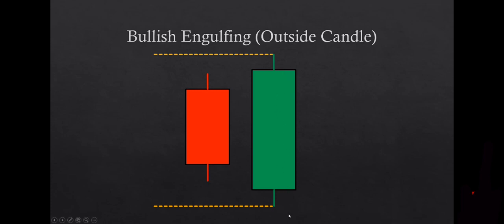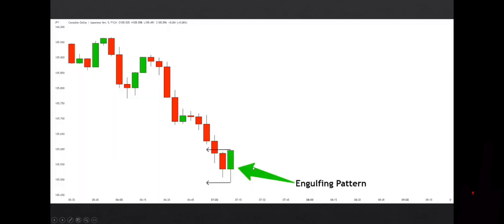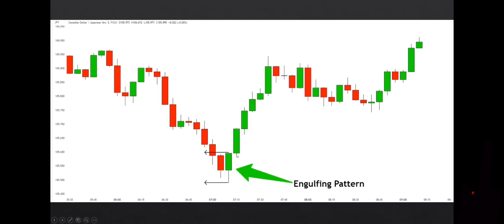In this outside formation, a bullish candlestick will engulf the range of the previous candlestick, as you can see in this illustration. In this image, you can see the 5-minute time frame of the Canadian dollar versus the Japanese yen. Notice that the current candle has a range that completely engulfs the range of the previous candle. And also, the current candle is bullish, implying that there will be a reversal to the upside. Immediately after the engulfing pattern or the outside candle, we can see that the market started to go up.